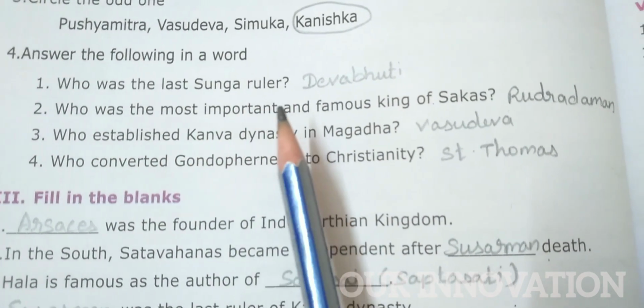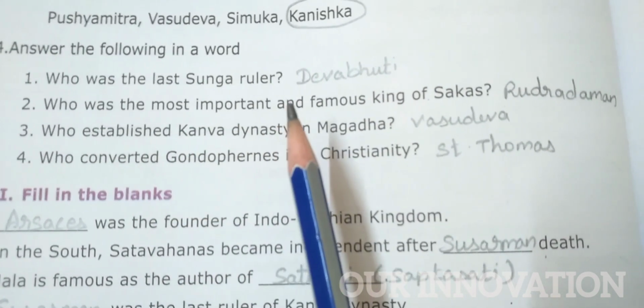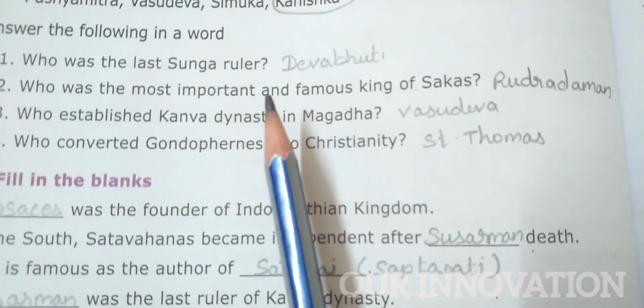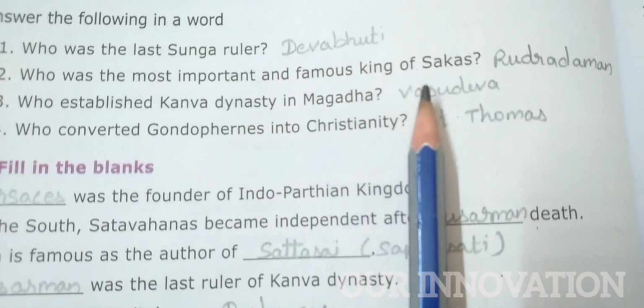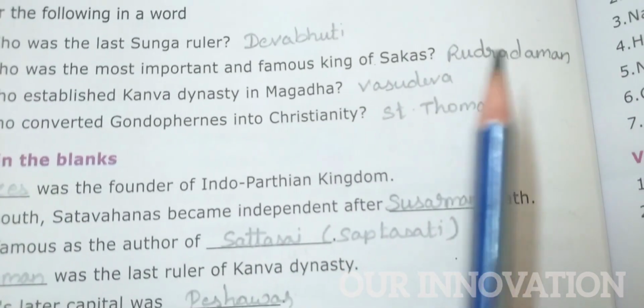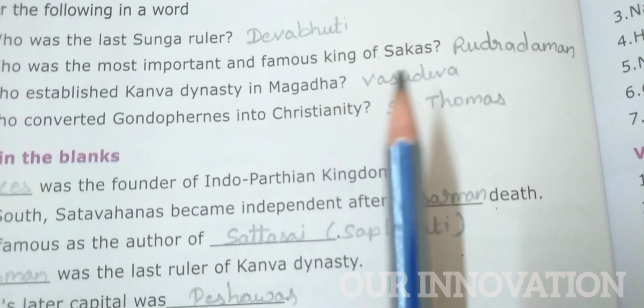Answer the following in one word. Who was the last Sunga ruler? Devabhuti was the last Sunga ruler. Who was the most important and famous king of Sakas? Rudradaman was the most important and famous king of Sakas.